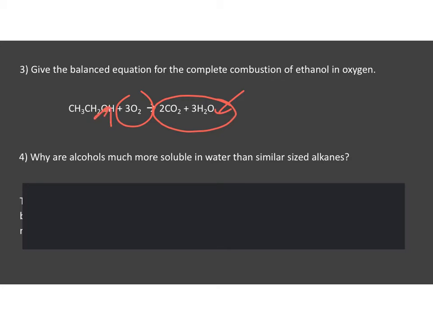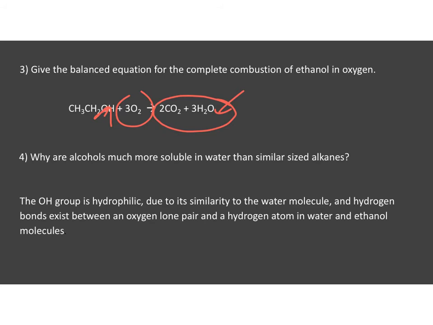because you have your 7th oxygen there. And why are alcohols far more soluble in water than similar sized alkanes? Is because they have that OH group, which is hydrophilic, and therefore can hydrogen bond with water between the lone pair on the oxygen and the hydrogen atom in water.